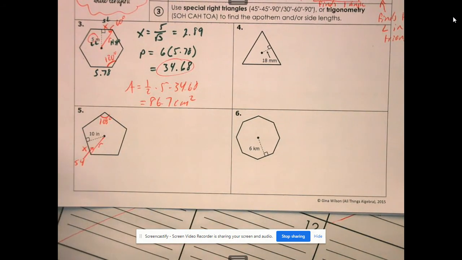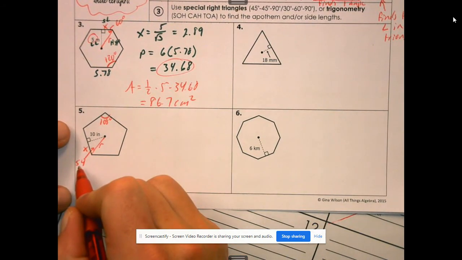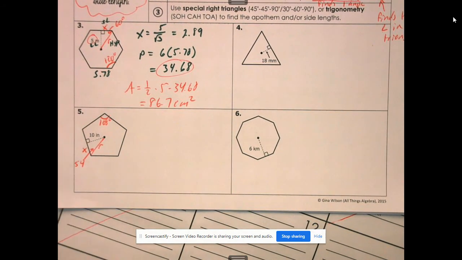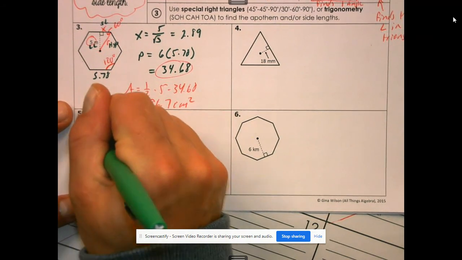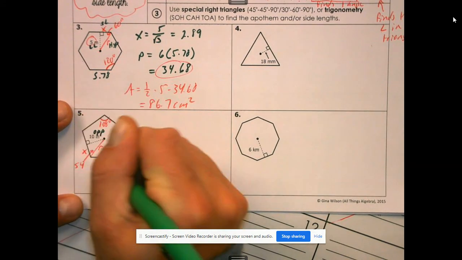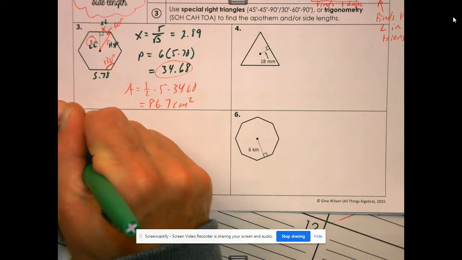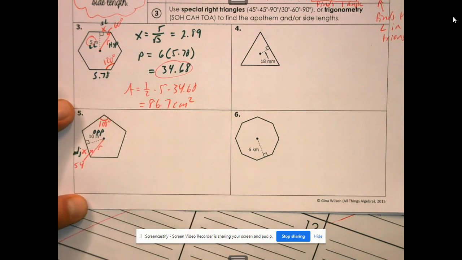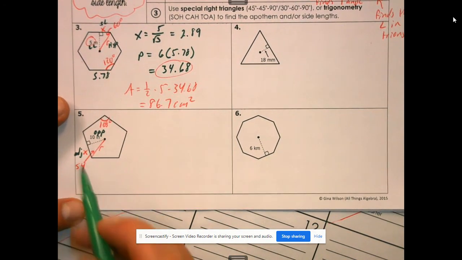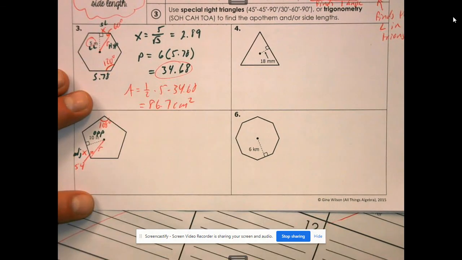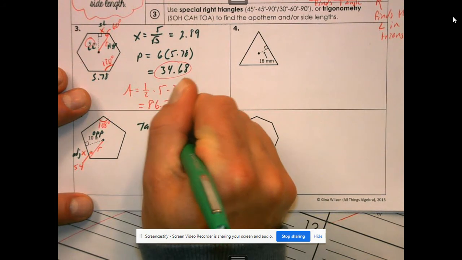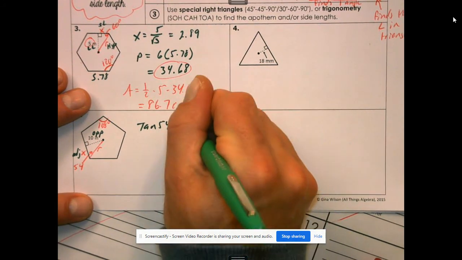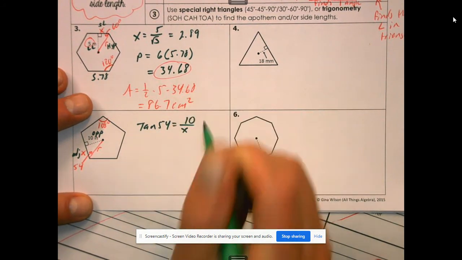I cannot use my 45, 45, 90 or my 30, 60, 90 because the inside angle is 54 degrees. So I have to use trig. SOH CAH TOA. If we label the pieces, the side across is opposite. The side right next to me is adjacent. And that's what I need. Remember, I need this piece right here. O and the A, tangent. So tangent of 54 equals opposite 10 over adjacent x.